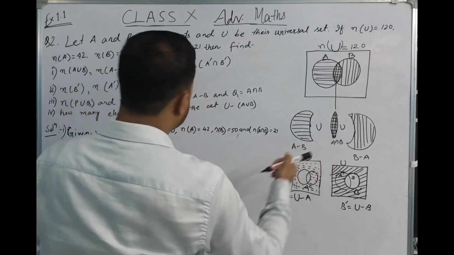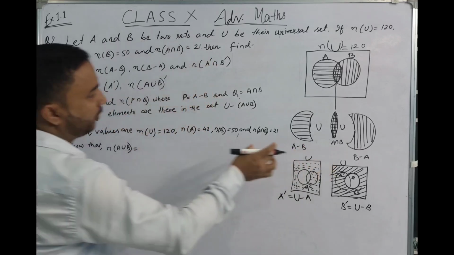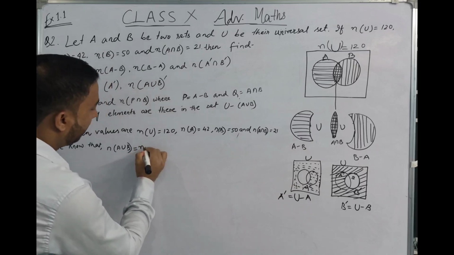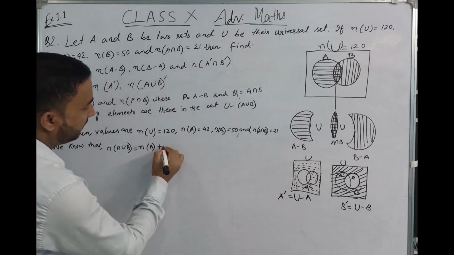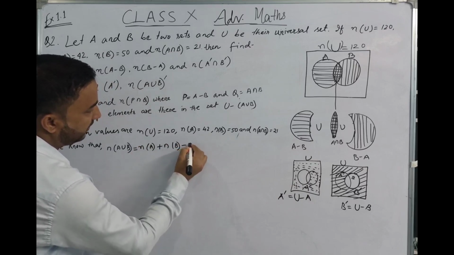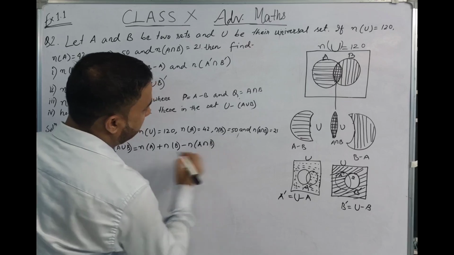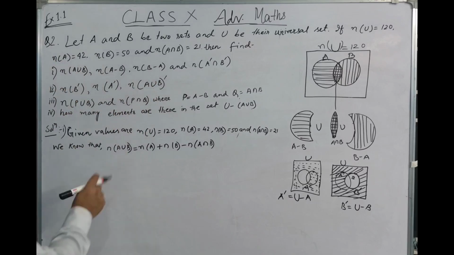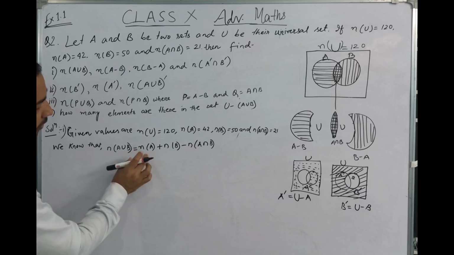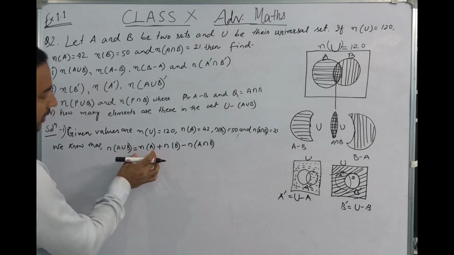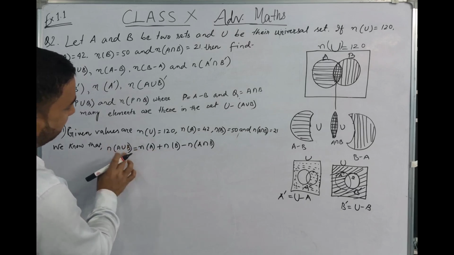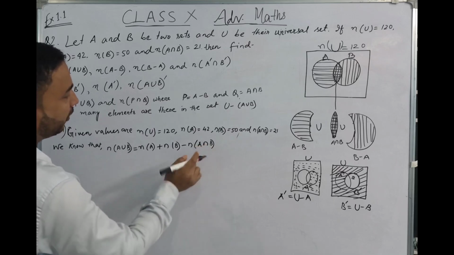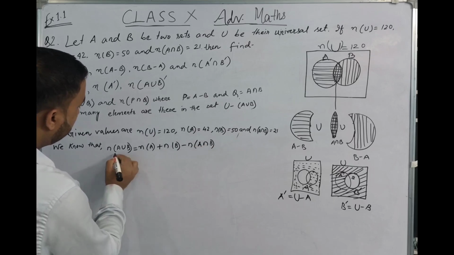So the number of A union B, actually from this union we derive a formula: number of A plus number of B minus number of A intersection B. This is the number of elements in the set A union B. You take the individual number of elements of the two sets A and B, then subtract the number of elements in the set A intersection B. This formula is known to us. Then we have to find this one.